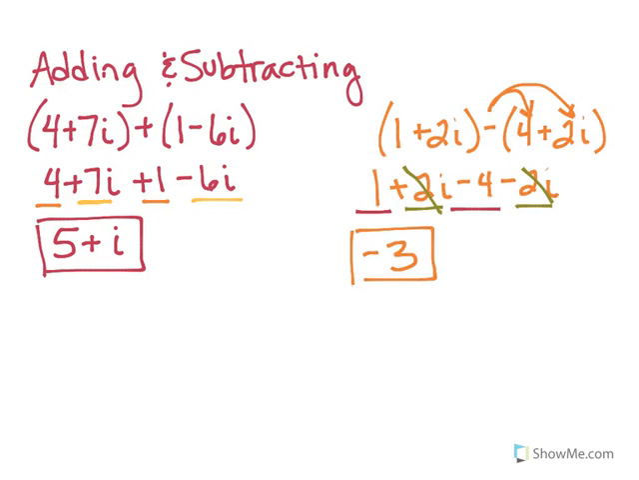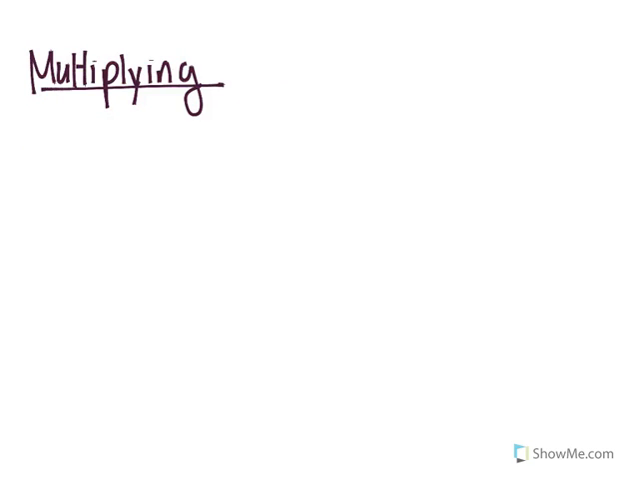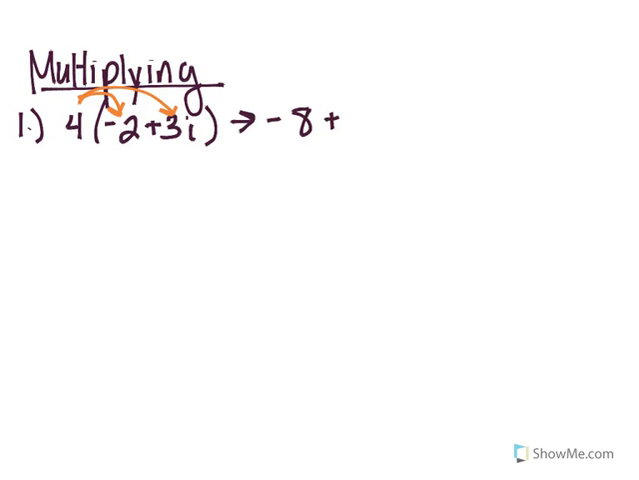So next we're going to take a look at multiplying complex numbers. And we can start with something as basic as this, where it's just 4 times a complex number. This is just your basic distribution, so I'm going to do 4 times negative 2 and then 4 times 3i. And when I do that, I get negative 8 plus 12i, and that's all there is to that.